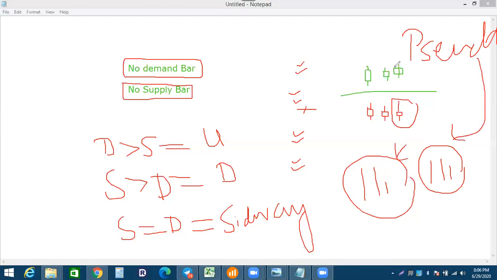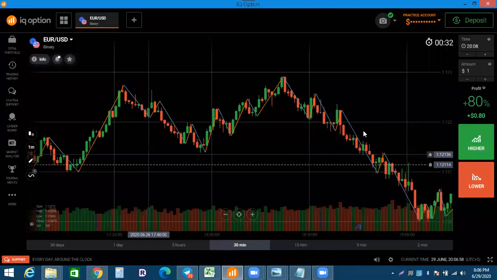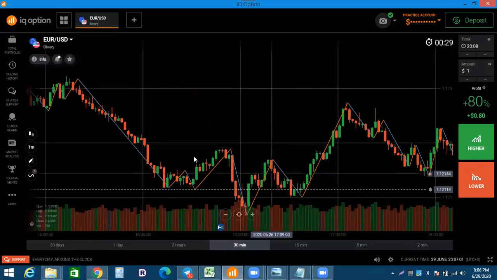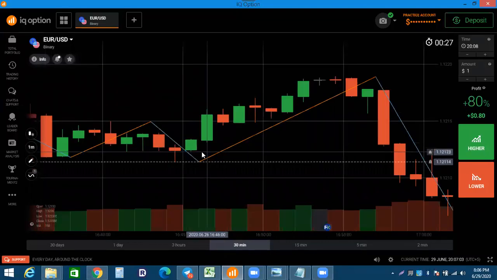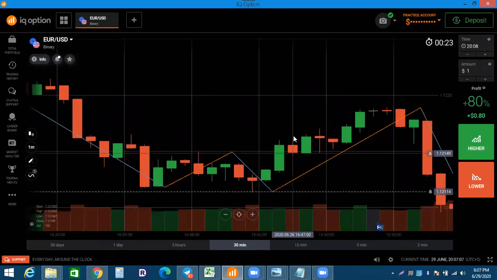The candle, this type of candle you will find in the chart. I'm going to show you these candles, no supply and no demand. In the trend, you will find the candle, this type of candle.